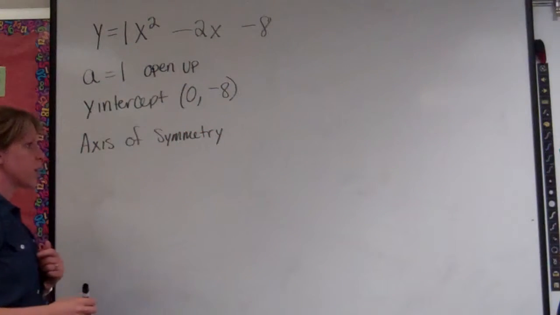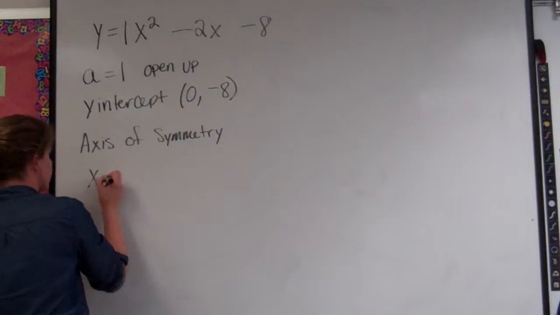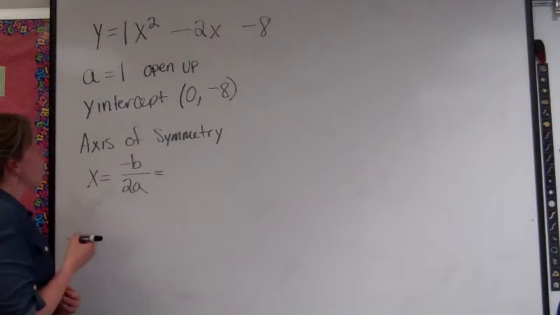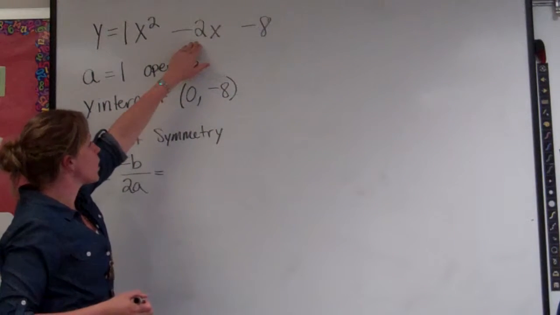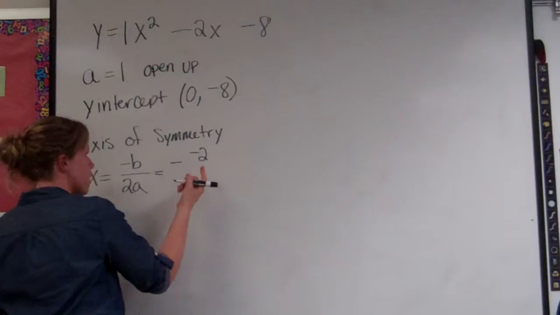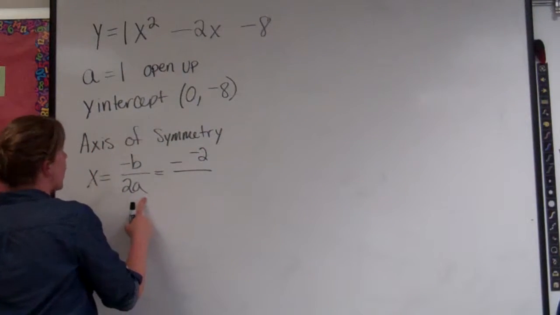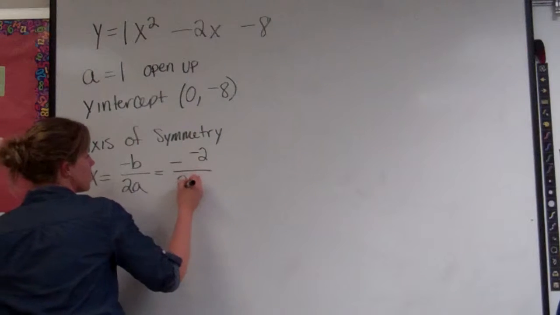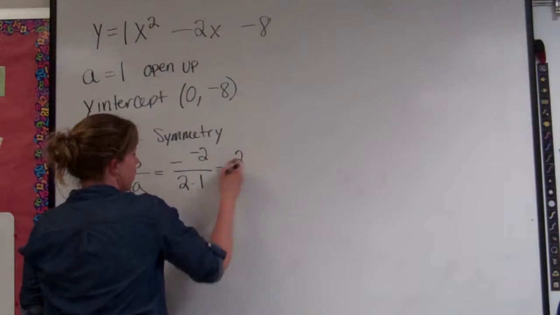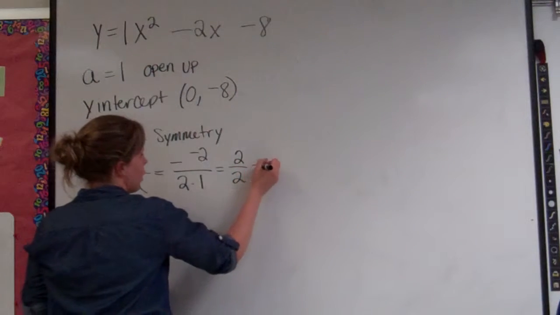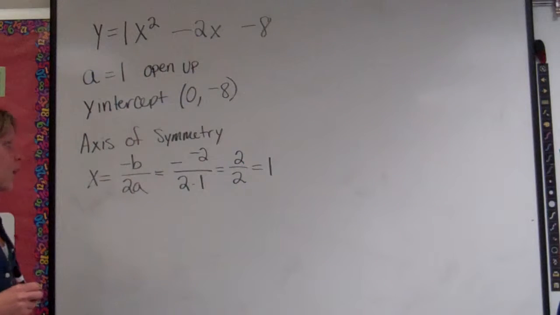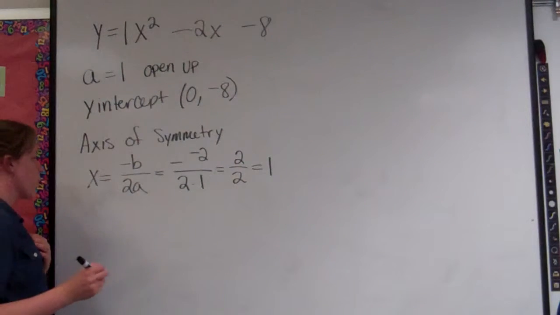Our axis of symmetry is x equals negative b over 2a. In this case, our b value is the number in the middle, it's negative 2. So I have negative b, and the b is negative 2, over 2a, and the a is 1. Negative 2 is positive 2. 2 times 1 is 2. So our axis of symmetry is at 2 over 2, which is 1. Finally, we have our vertex.